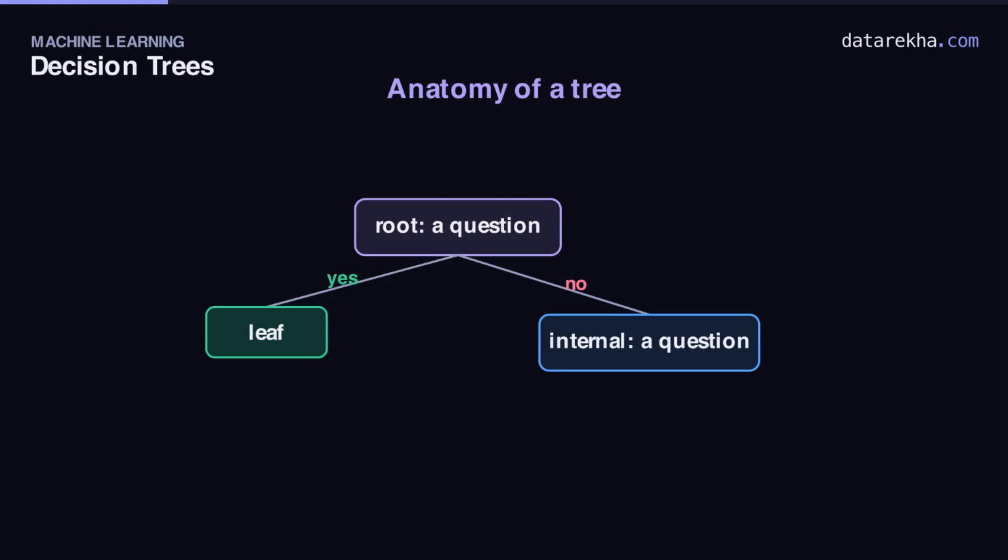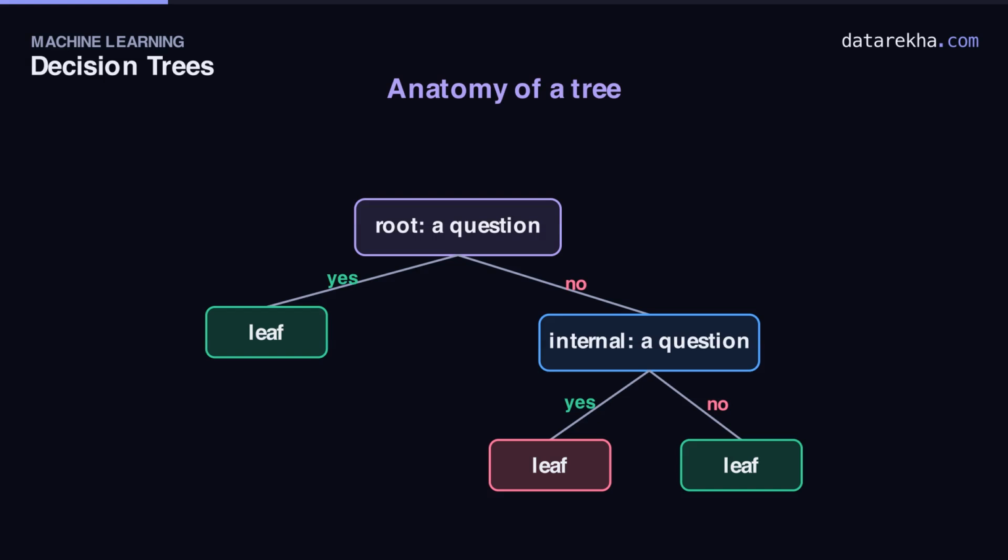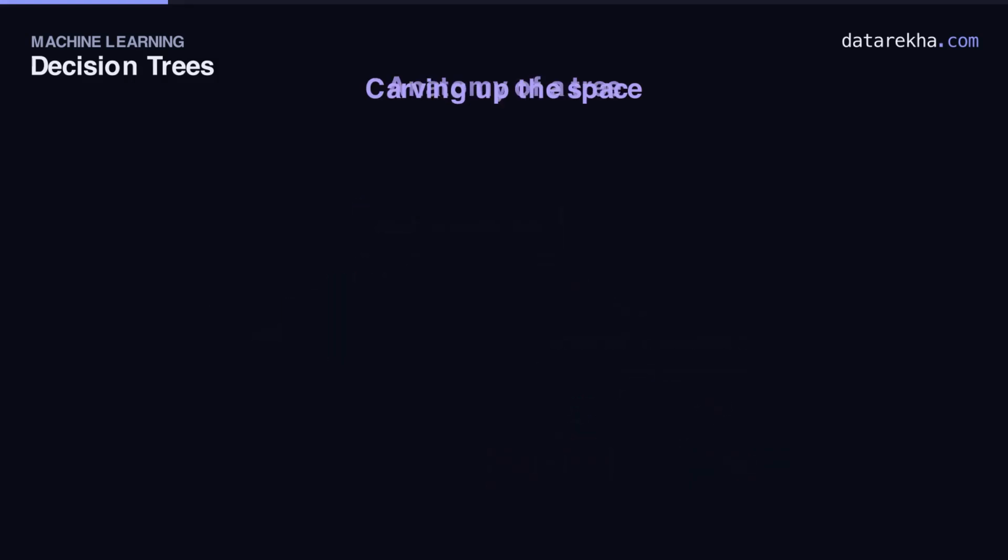A node that asks another question is an internal node, and a node that stops asking and simply commits to an answer is a leaf. Its prediction is just the majority class of the samples that reached it. Root, internal nodes, leaves. That is the entire skeleton.